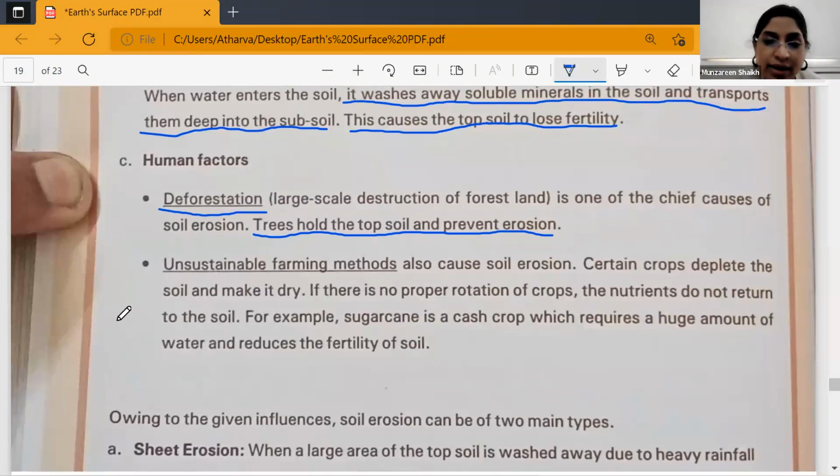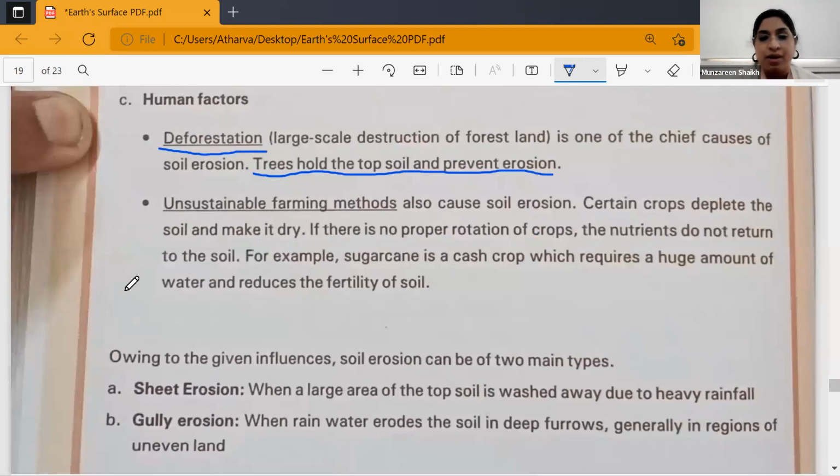Okay. Now next, unsustainable farming methods also cause soil erosion. Certain crops deplete the soil and make it dry. If there is no proper rotation of crops, the nutrients do not return to the soil. For example, sugarcane. Let's take an example of sugarcane. Sugarcane is a cash crop.